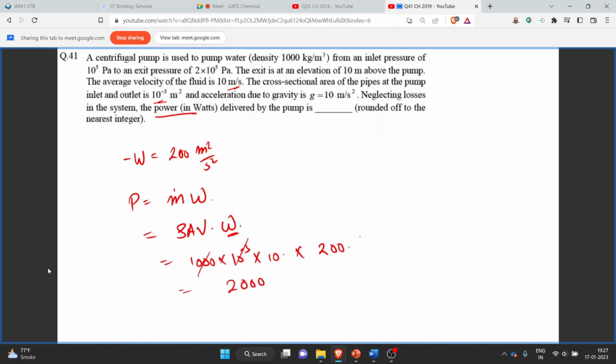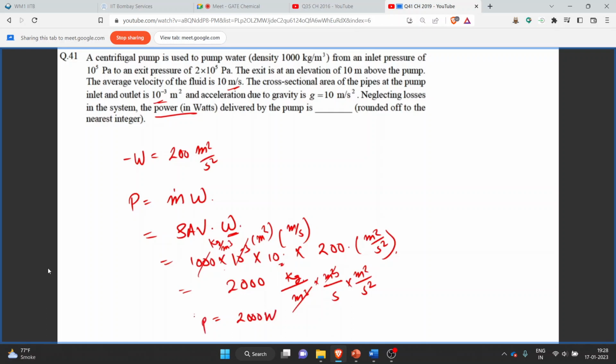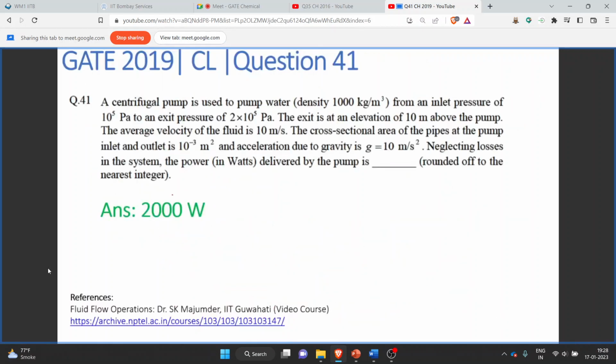So this we can write as 2000. If we write the units over here, it was meter square per second square, then this velocity is in meter per second, 10 raised to minus 3 is again in meter square, and this is kg per meter cube. So basically we can write this as kg upon meter cube into meter square, meter cube upon second into meter square upon second. So this will get cancelled out, and basically kg meter square upon second cube you can call as watt. So this is basically 2000 watt. So the power delivered by the pump is 2000 watt, and we can write the final answer as 2000 watt.